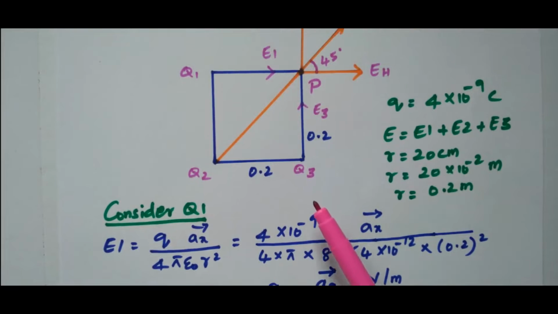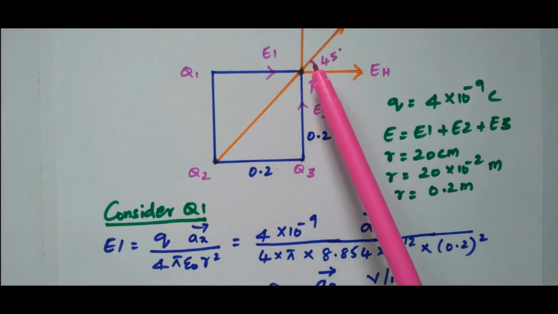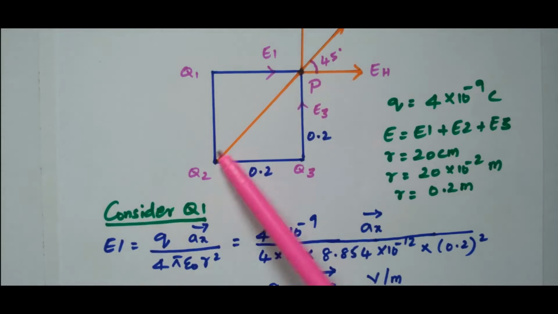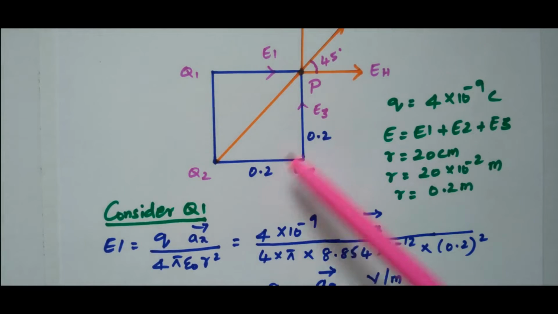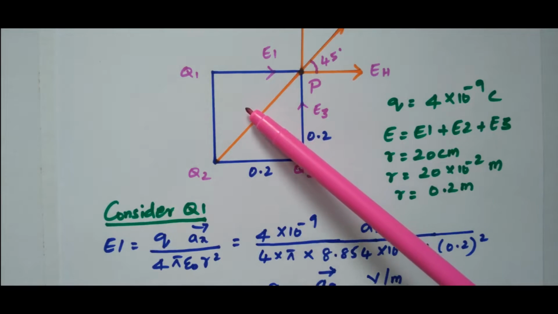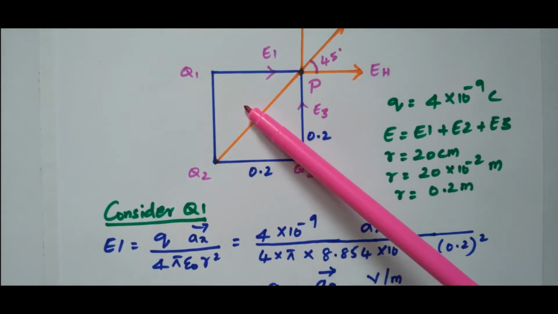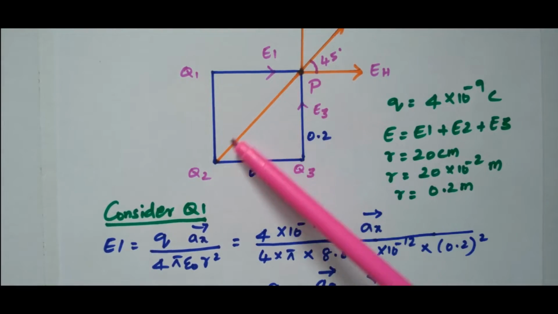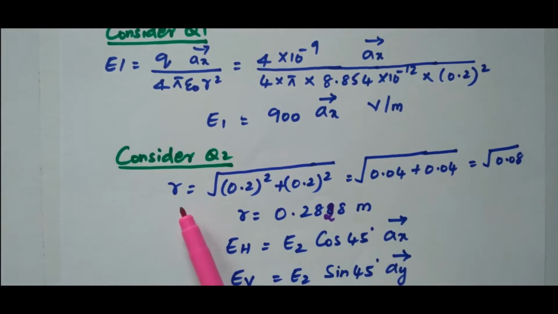From the diagram, see this, the distance between point P and Q1 is 0.2. Distance between point P and Q3 is also 0.2. But the distance between Q2 and point P is not known. We need to find it from Pythagoras theorem, because these two values are known, 0.2, 0.2. So according to Pythagoras theorem, r equal to square root of 0.2 square plus 0.2 square. This distance can be calculated using this Pythagoras theorem, right?